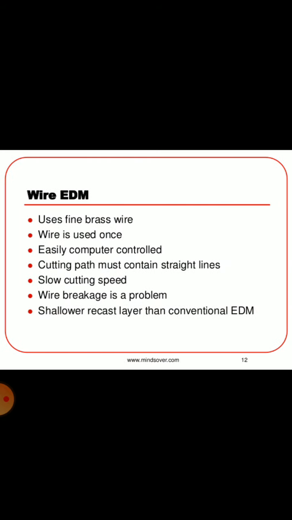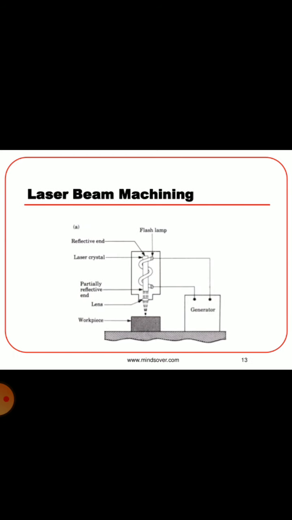Next is wire EDM, that is wire electrical discharge machining, which uses fine brass wire. Wire is used once, easily computer controlled. Cutting path must contain straight lines, slow cutting speed. Wire breakage is a problem. Shallower recast layer than conventional EDM.